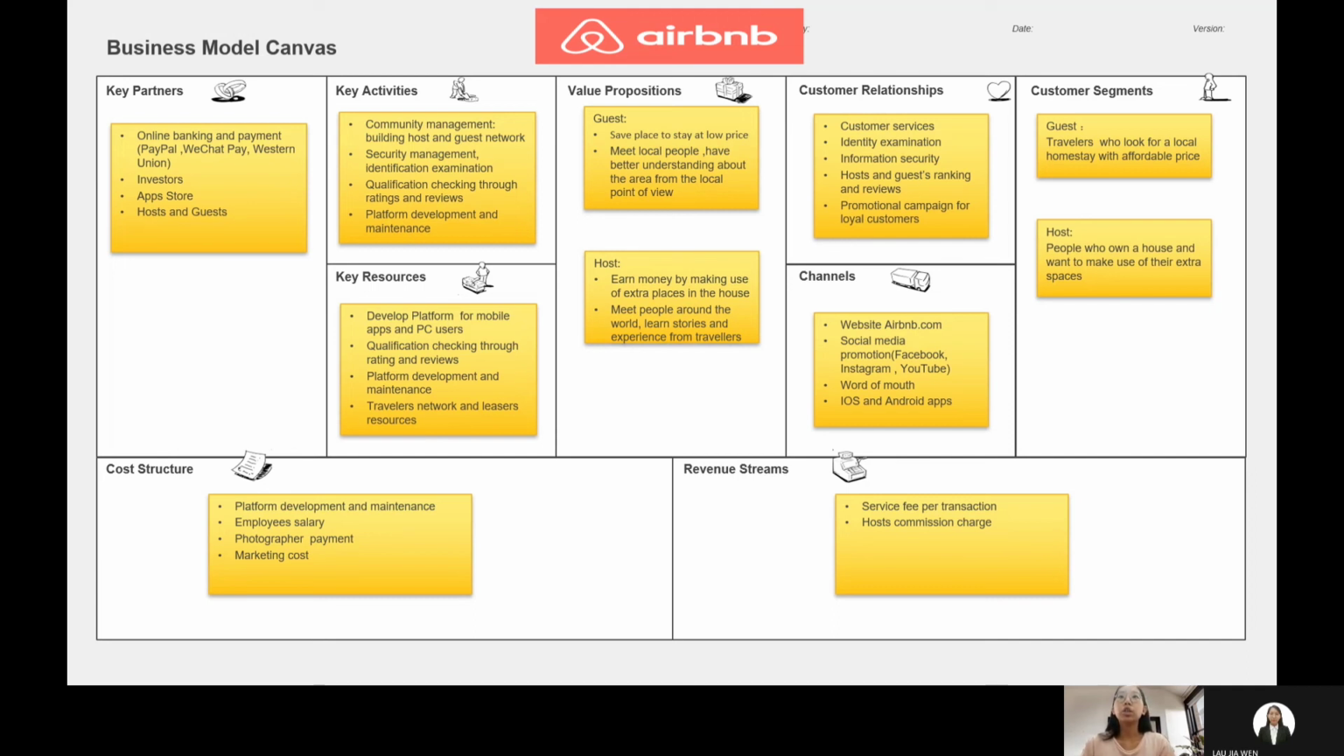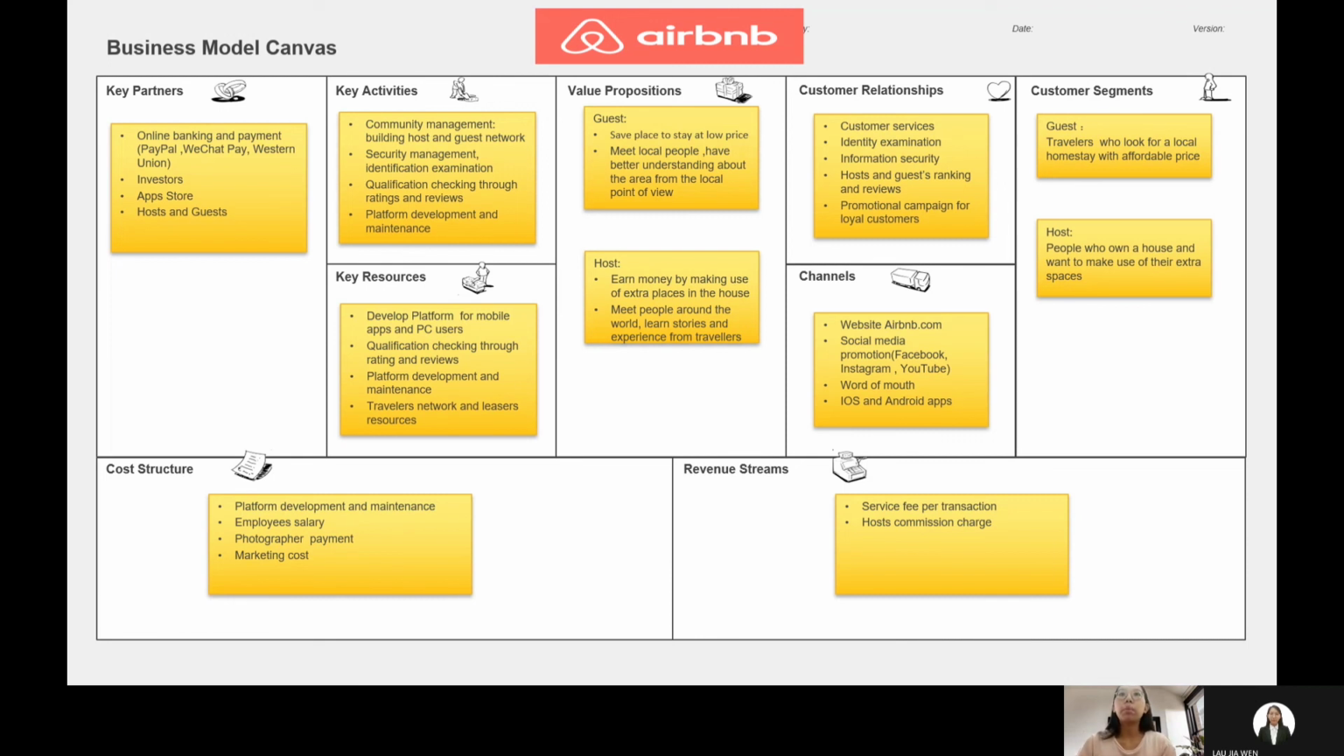The channel is the Airbnb website, social media promotion such as Facebook, Instagram, YouTube, and Airbnb also grows through word of mouth in order to expand their business. Customers can also use Airbnb on the phone through iOS and apps. Airbnb maintains the customer relationship through customer service, identity examination, and information security.